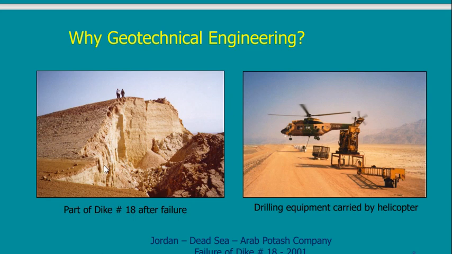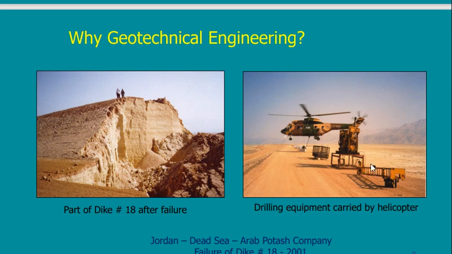To store this water, they need to make small dams. They call it a dike, a small dam. This was a dike. This is dike number 18. So they have lots of dikes. But this dike was a little bit higher and bigger. Suddenly it collapsed. So our job here was to study why this dike collapsed. Was it the effect of the soil, or was it the effect of construction, or what is the problem?